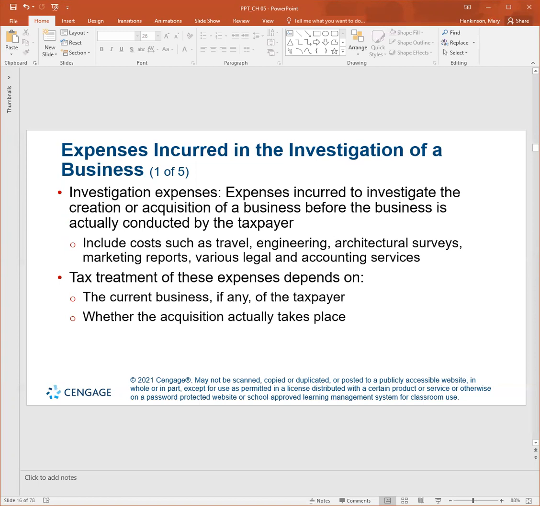So if the taxpayer is in a business that is the same as or similar to that being investigated, all such expenses are deductible in the year paid or incurred. So the tax result is the same whether or not the taxpayer decides to follow through with the expansion.